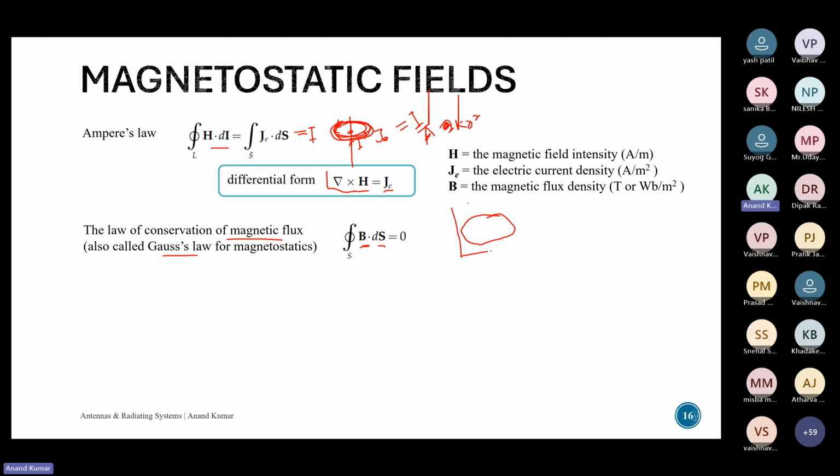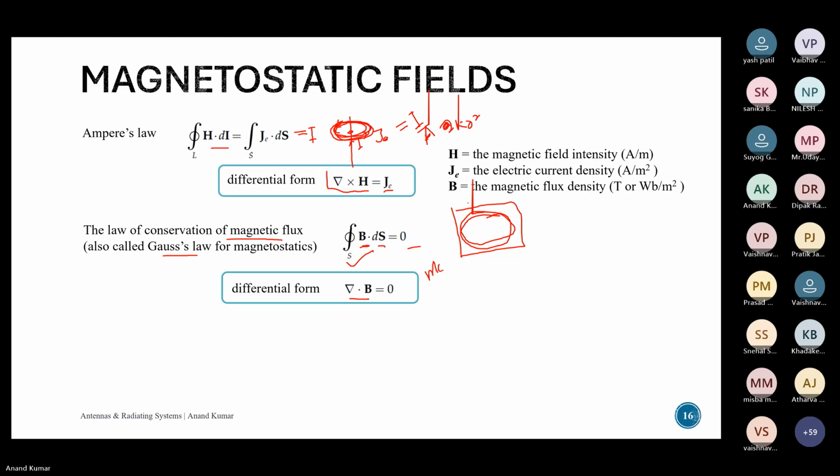a surface, it will end up zero, because the magnetic lines are in closed loops. You can also say this in differential form as the divergence of magnetic flux density is equal to zero. This also means that there are no magnetic monopoles, and this fact comes from this equation.